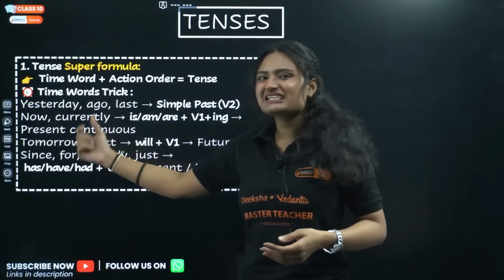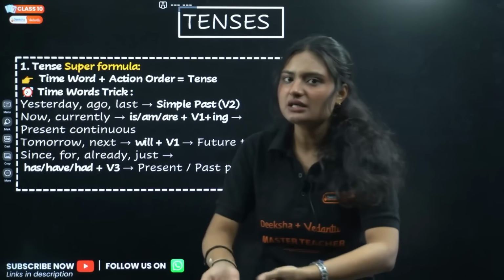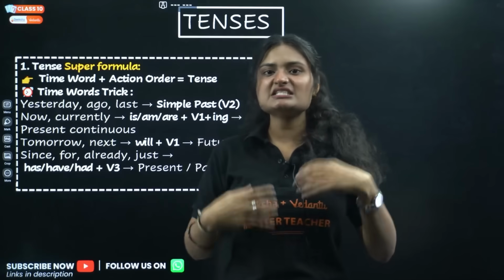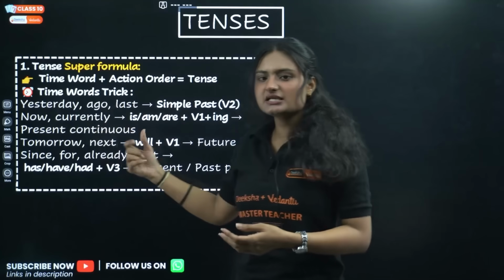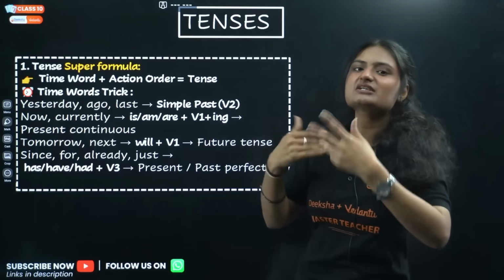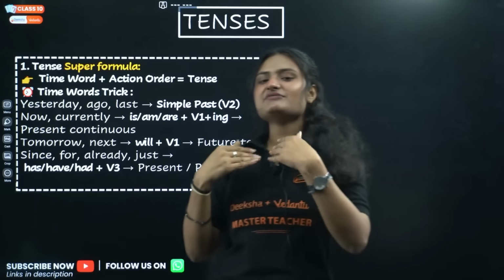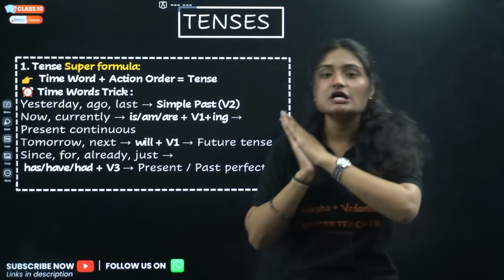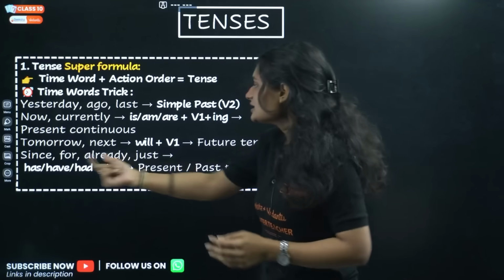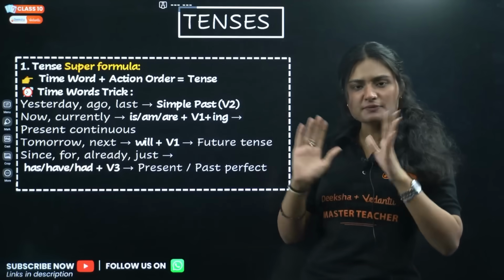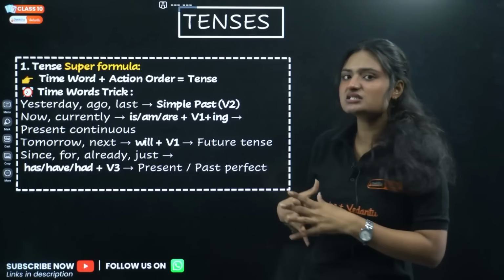If now or currently is there, that means it is happening in the present. That means the tense is present. If currently is there, you are using present continuous. Now if tomorrow or next is there, that means the event is going to happen in future, so the tense is future tense, right? Has, have, had plus verb third form is there, that means it is present or past perfect.